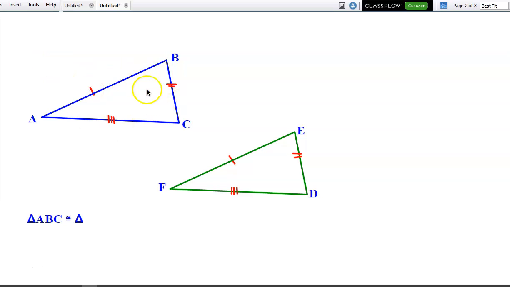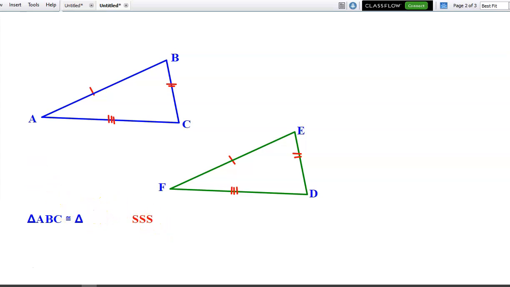So I have two triangles. I have this triangle and that triangle. Real quickly, are these triangles congruent? Yes, they are. Remember, we need three things for it. We have one pair of sides, two pairs of sides, three pairs of sides. So these are congruent by side, side, side. Side, side, side congruence.